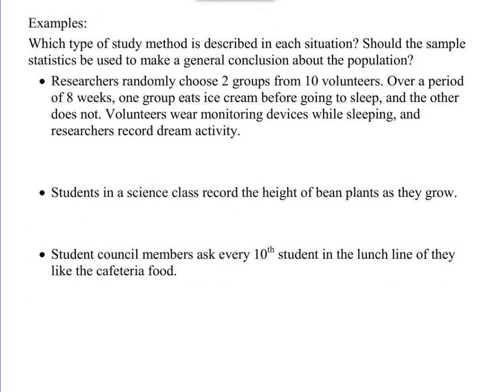All right, we have a couple examples here to look at. Which type of study method is described in each situation? That's part A. Then part B, should the sample statistics be used to make a general conclusion about the population? So let's take a look at the first one. Researchers randomly choose 2 groups from 10 volunteers. Over a period of 8 weeks, one group eats ice cream before going to sleep every night, and the other does not. Volunteers wear monitoring devices while sleeping, and researchers record dream activity.